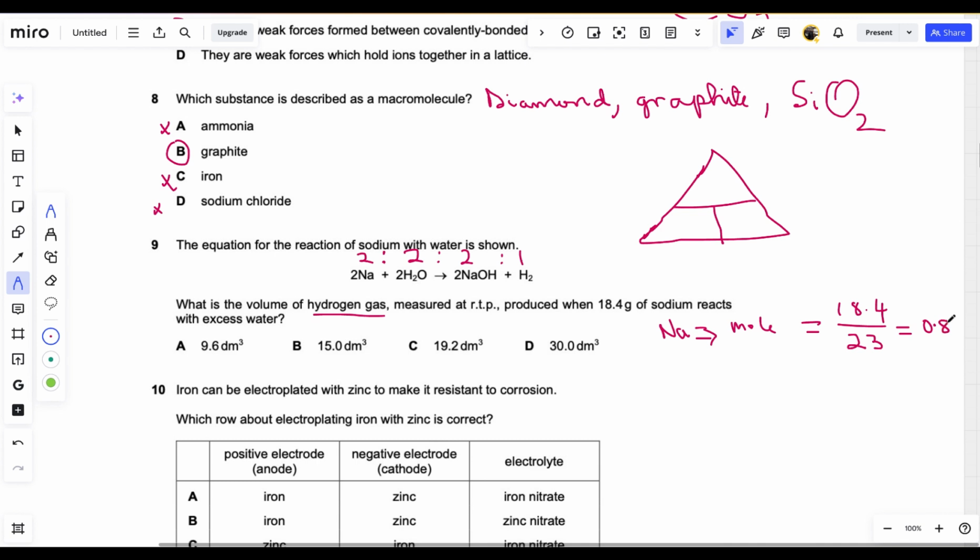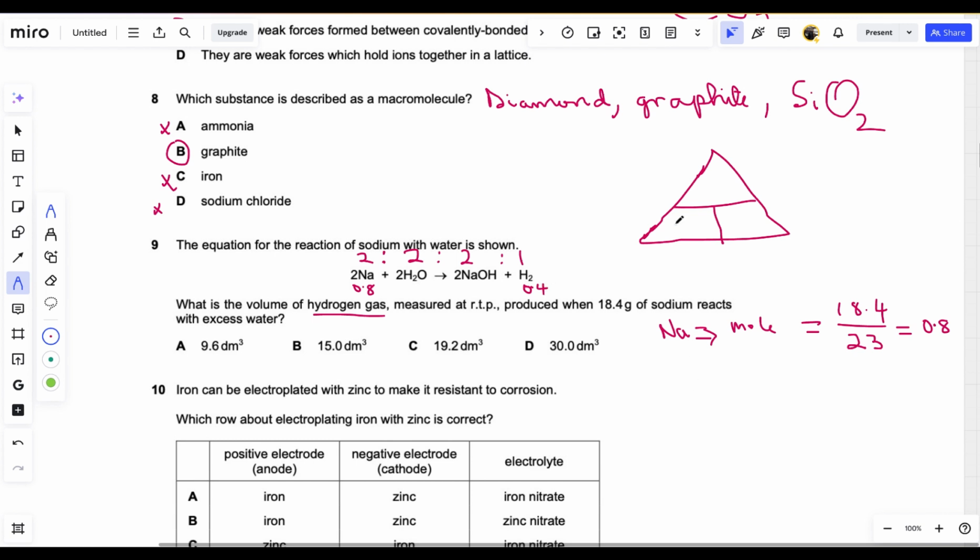Since they asked us to find the volume of hydrogen gas, we need to get the mole of hydrogen gas. The mole we got just now, the 0.8, is for sodium, right? Ratio 2 gave 0.8. Ratio 1 will give what? Ratio 1 is half of ratio 2. So hydrogen is ratio 1, and here will be 0.4. The mole of hydrogen is 0.4.